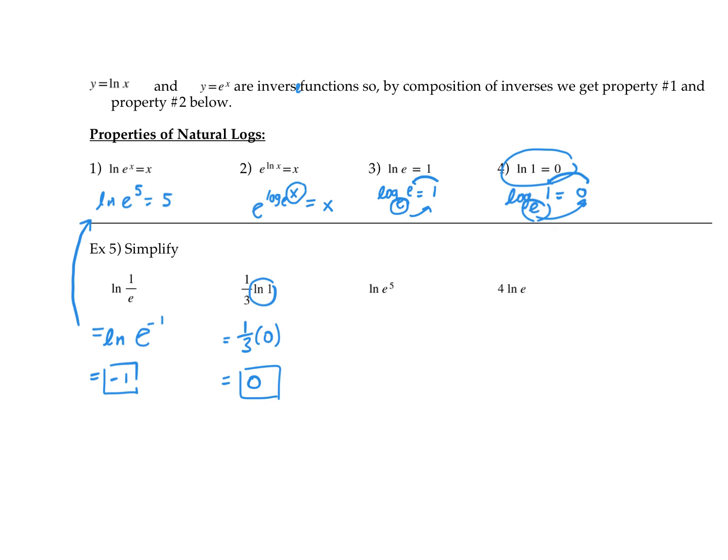And the next example, the natural log of e to the 5th is just going to be 5. Again, if you needed to, you could rewrite it as 5 natural log of e. And natural log of e is just equal to 1. So it would become 5 times 1, which is 5. All right, this last one is all set up for you to do exactly that. 4 natural log of e is 4 times 1, which is 4.